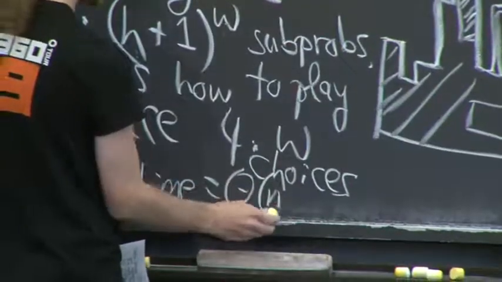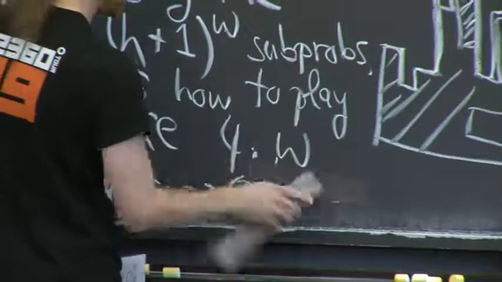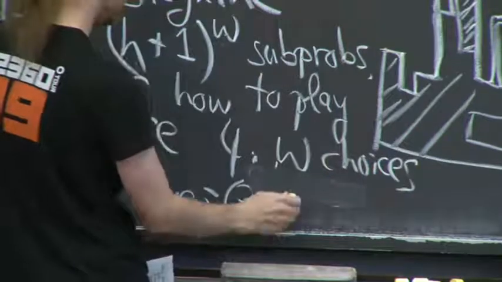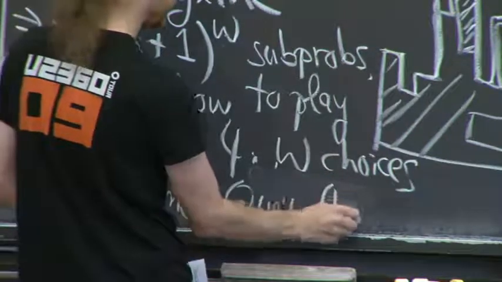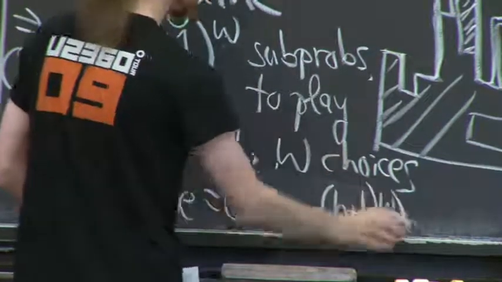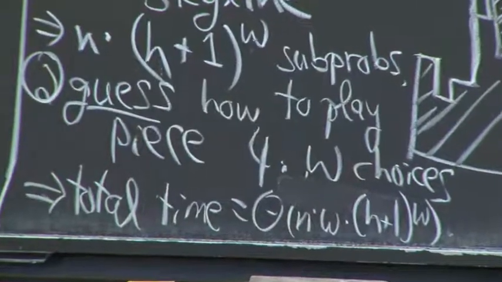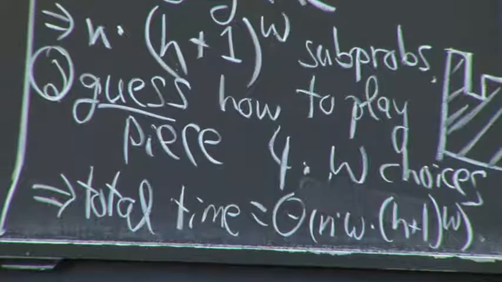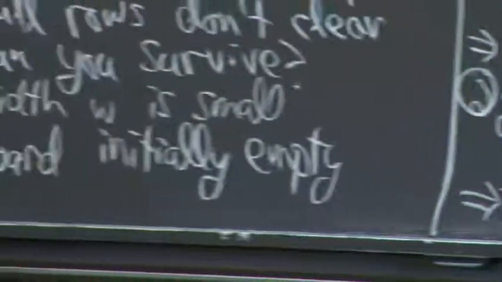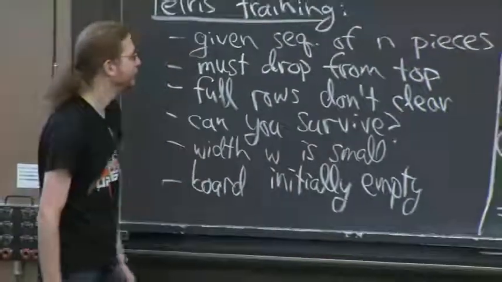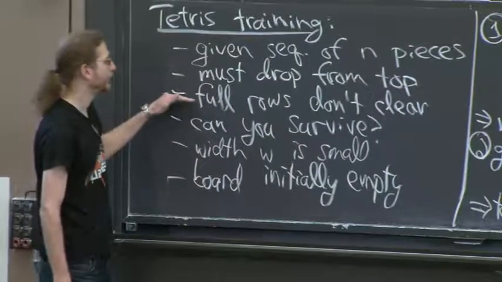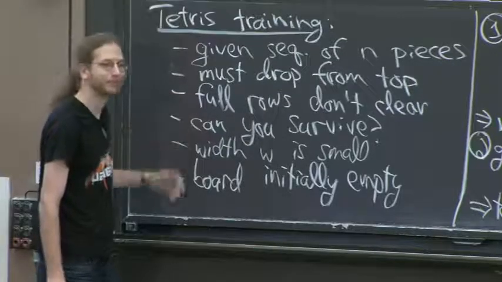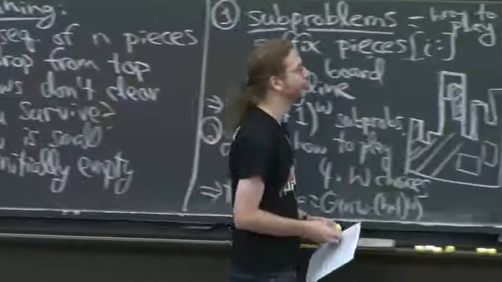Let's see. n times w times (h plus 1) to the w. Open problem. If I drop any one of these assumptions, can you get a dynamic program that's reasonable? Could you do it if w was large? I don't know. Could you do it if rows do clear? That's kind of the least natural constraint here. I don't know. Puzzle for you to think about. I'd love to know the answer.